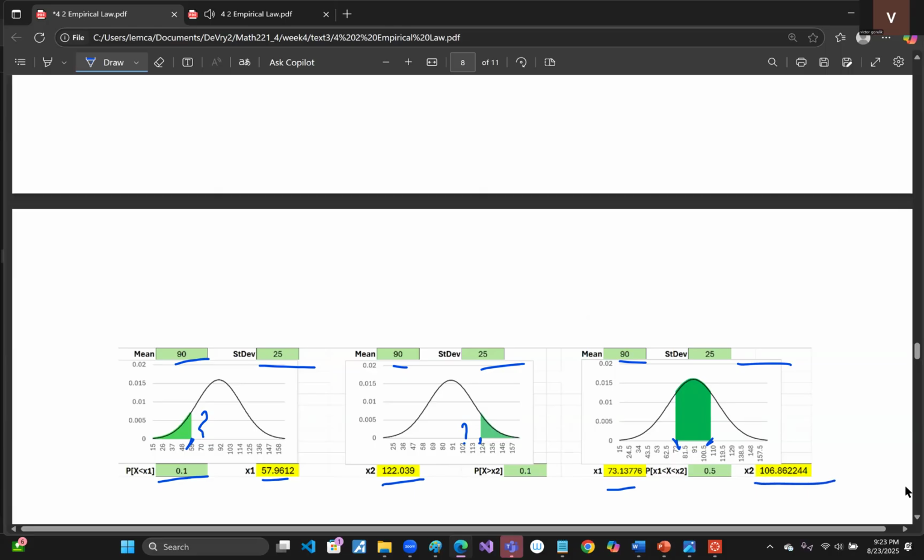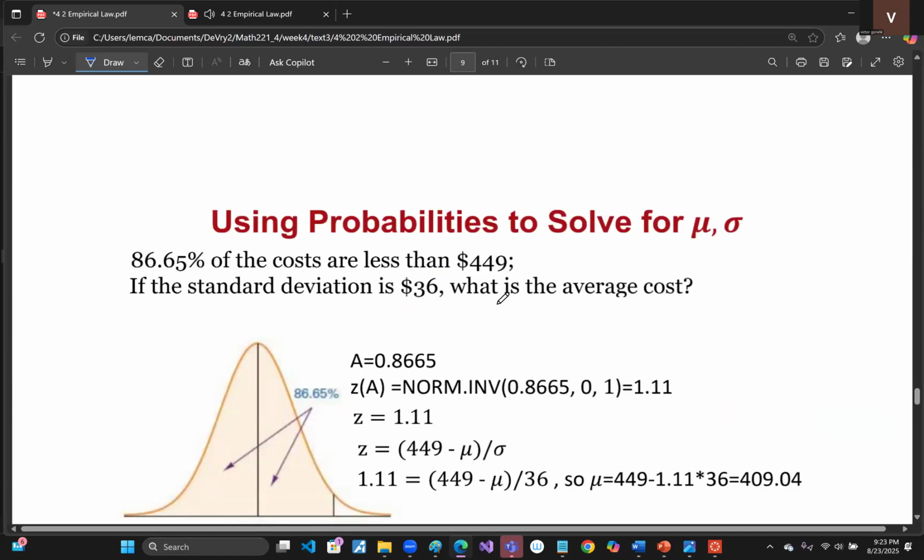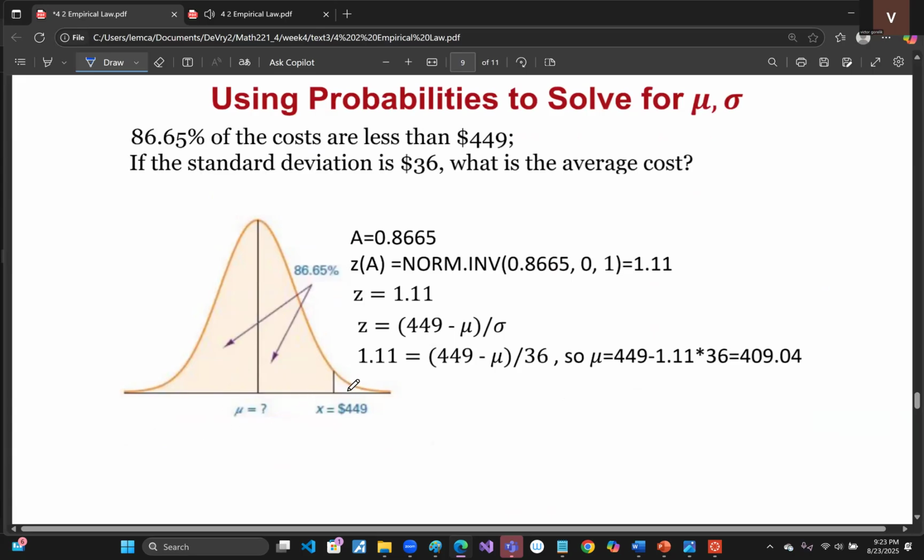The last problem in this video illustrates how to find mean or sigma. Problem. 86.65% of the costs are less than $449. If the standard deviation is $36, what is the mean? Here we know the area, so we can find z using inverse function or Book 4 or Colab 3. For area equal to 0.8665, z is equal to 1.11. But z is 449 minus mu over sigma. The sigma is 36, so the mu is 409.04.